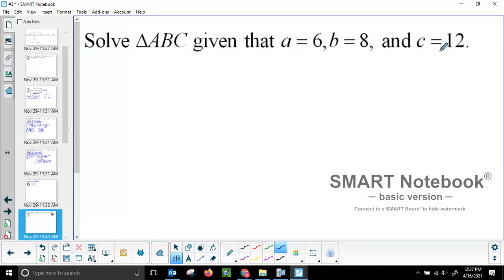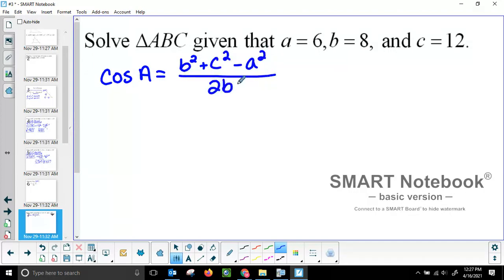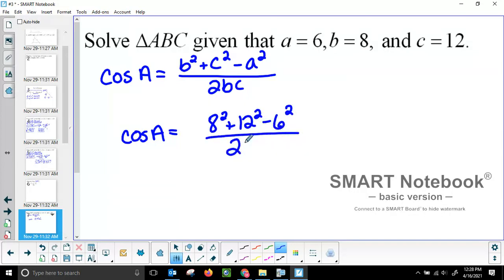So here we are given all three sides, so we know that it's side, side, side. So we know that we're going to be doing cosine of A is equal to B squared plus C squared minus A squared all over 2BC. I plug in my numbers here, so I'm going to have 8 squared plus 12 squared minus 6 squared all over 2 times 8 times 12.